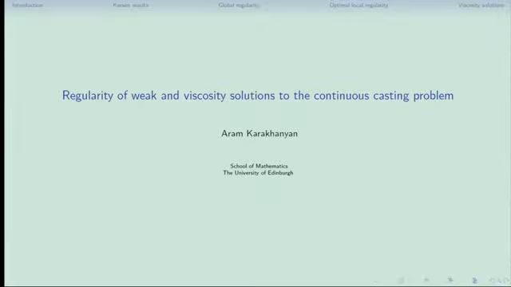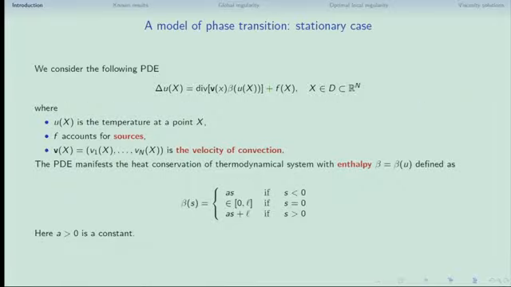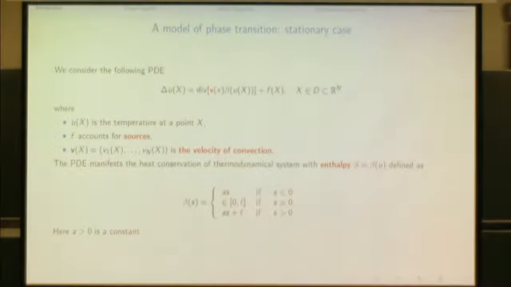In this talk I'm going to describe some recent results concerning a very classical, I guess, problem in free boundary problems, the continuous casting problem. Another way of saying it is that we're going to consider the steady state Stefan problem with convection. So we're going to consider a simple phase transition model, and in most places we're going to assume that this convection term, given as a vector field V, is going to be a constant unit vector.